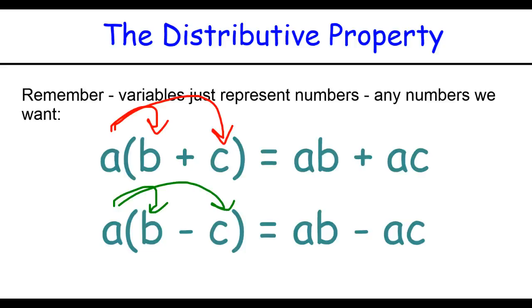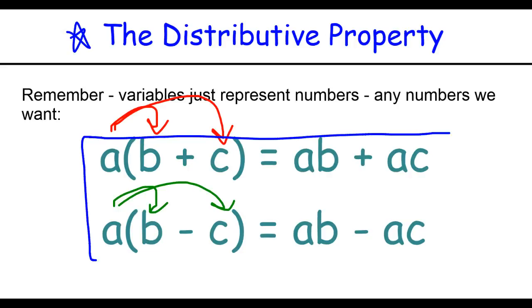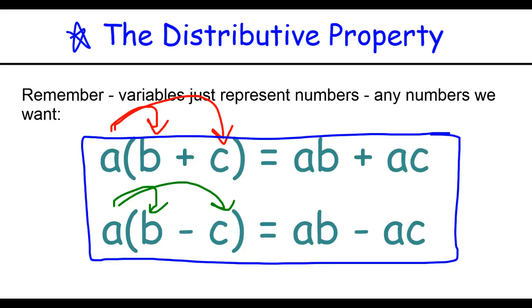So go ahead and write this down. You're going to write down, obviously, the title here. And then you're going to write down these 2 examples. If you want to draw the arrows that show a being multiplied by b and c, you are welcome to do that. But at the very least, you need to have both of these statements here. Write that down, pause the video, and come back when you're ready to move on.